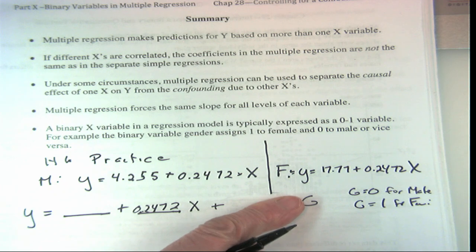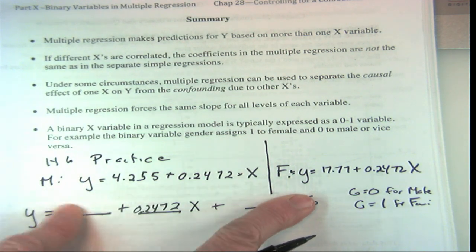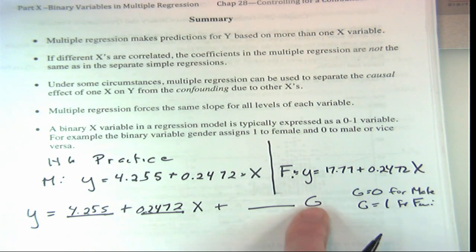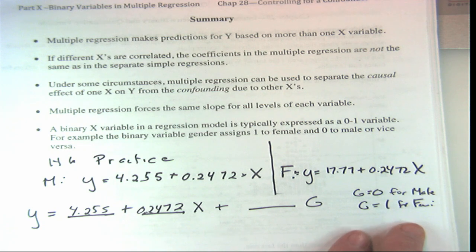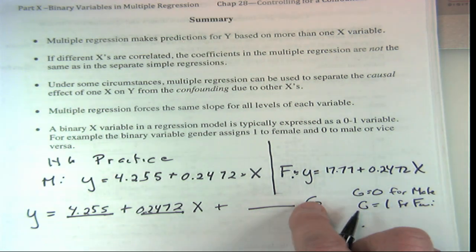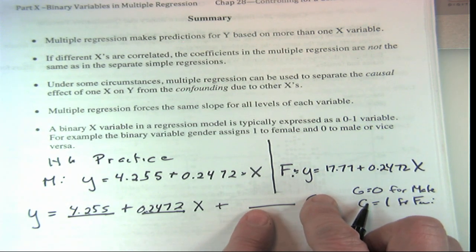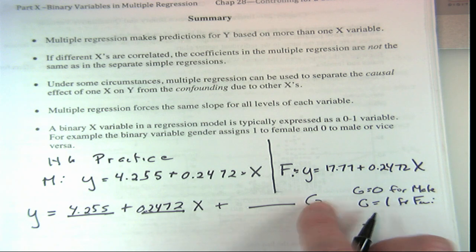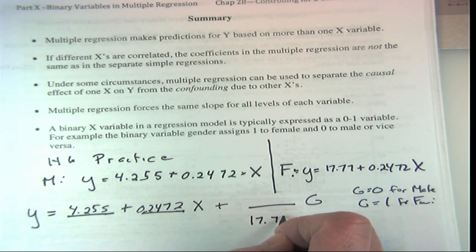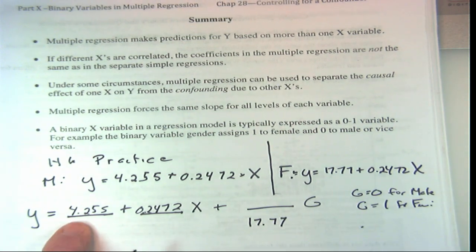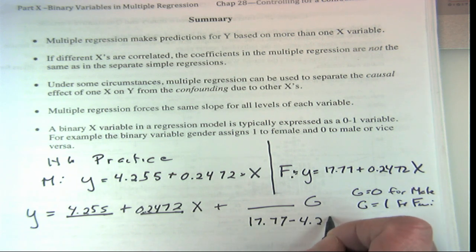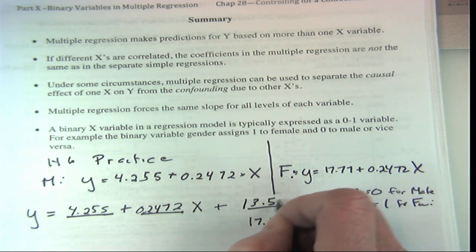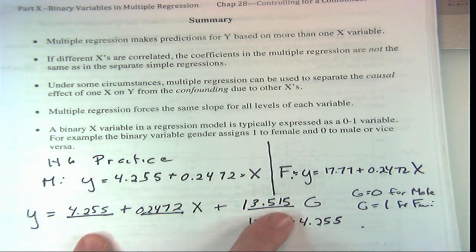Now, for males, when g is 0, we want that intercept, 4.255. So that works for males. Now, how can we change it to work for females? When g is equal to 1, think about putting a 1 in here. What do we want that to be? 4.255 plus what? We want it to equal 17.77, these two together. Once we put a 1 in there, I basically want 17.77 as my intercept. But I have 4.255 already, so I have to subtract it off. That leaves 13.515. So that's the multiple regression equation that we should have gotten, within rounding.